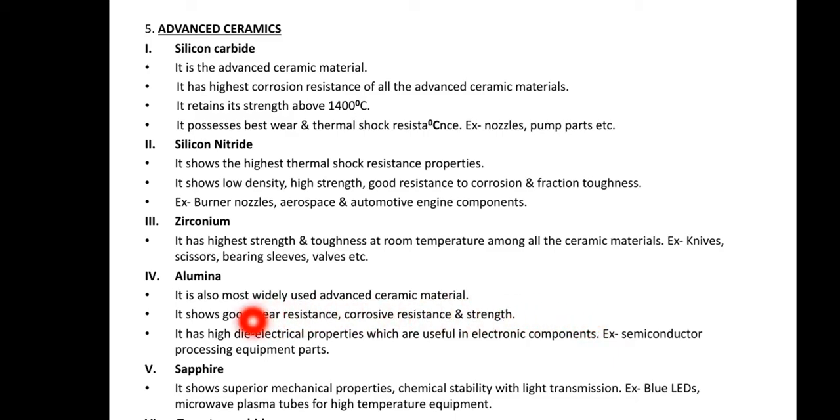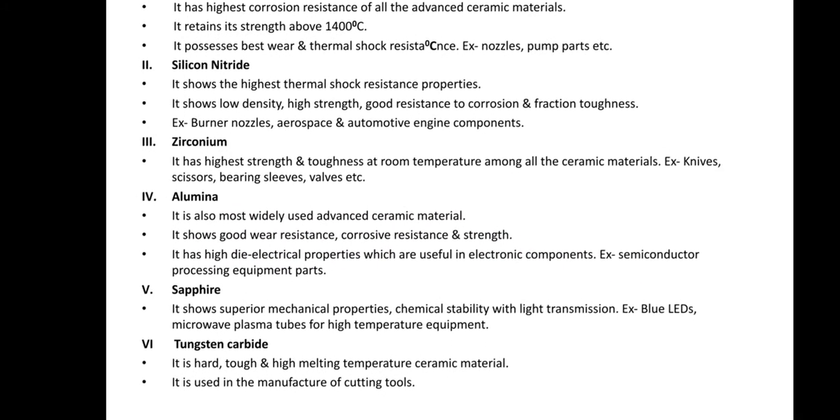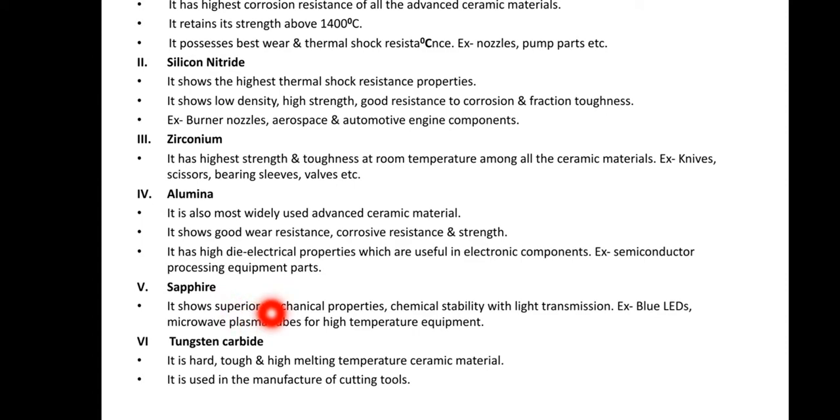For example, semiconductor materials. Sapphire shows superior mechanical properties. It shows chemical stability with high transmission. Examples are blue light emitting diodes and microwave plasma tubes for high temperature equipment. Tungsten carbide is a hard, tough ceramic material with a high melting temperature. It is used in the manufacture of cutting tools.